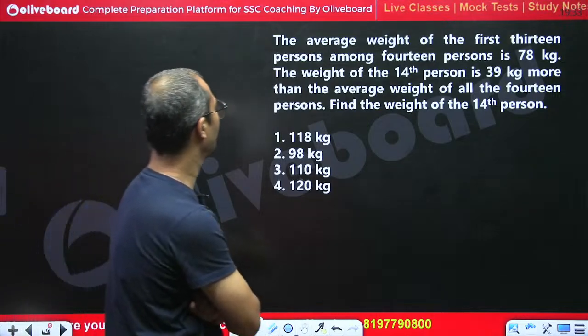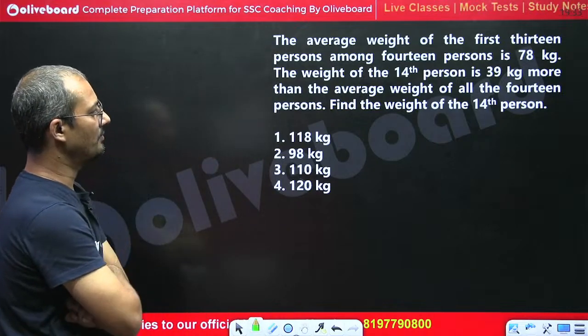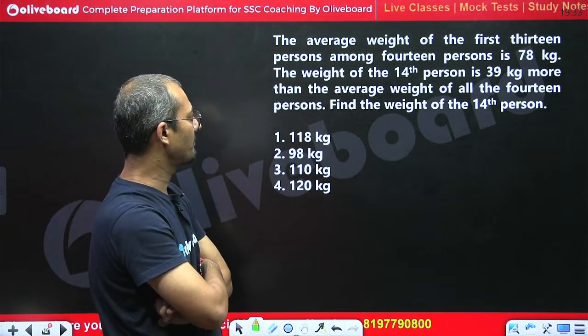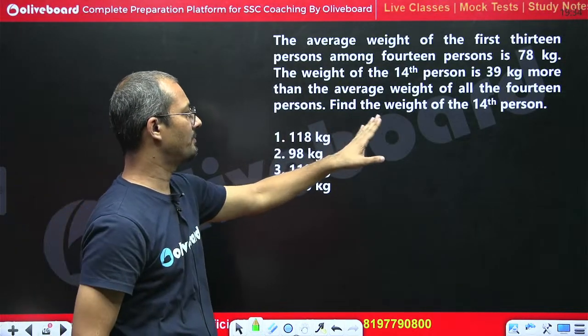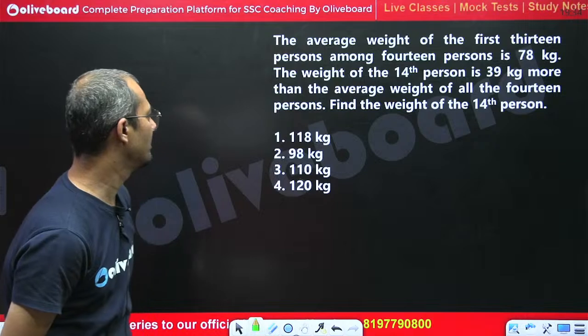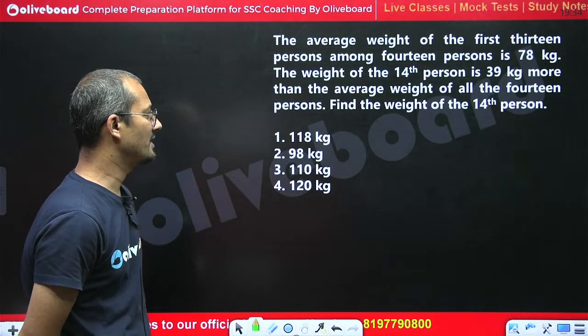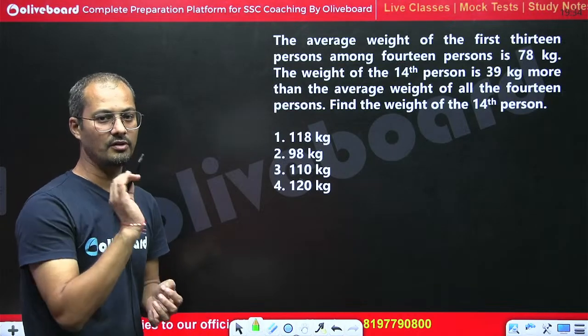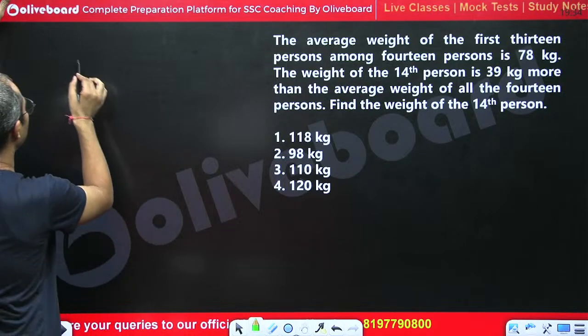Now tell me what would be the answer of this question. The average weight of the first 13 persons among 14 is 78 kg. The weight of the 14th person is 39 kg more than the average weight of the 14 persons, right? Find the weight of the 14th person. Very good question.